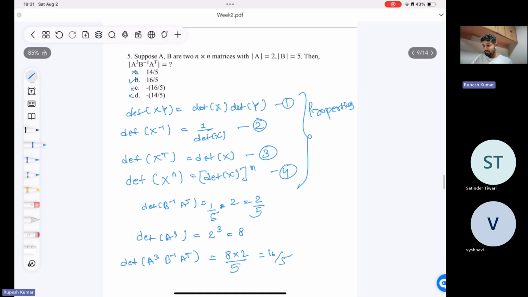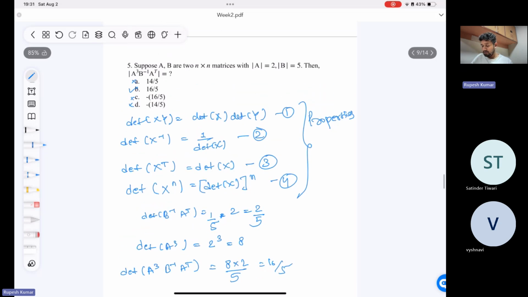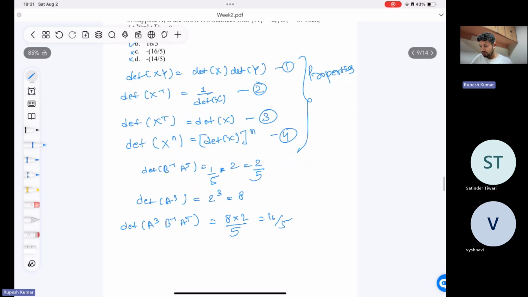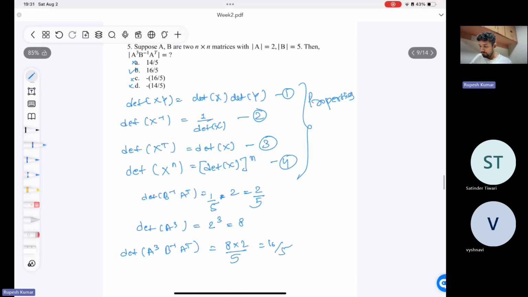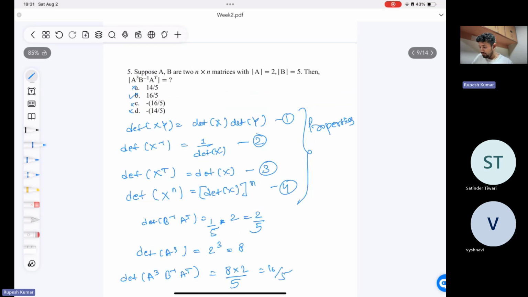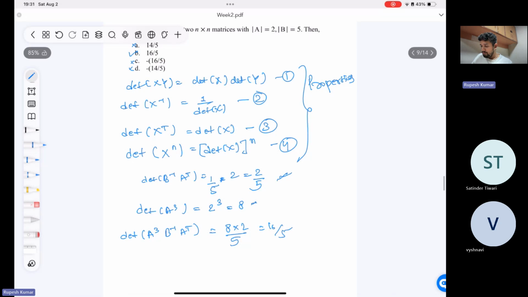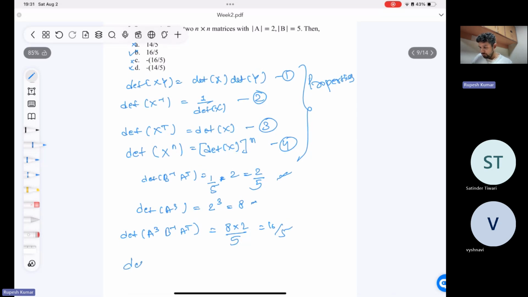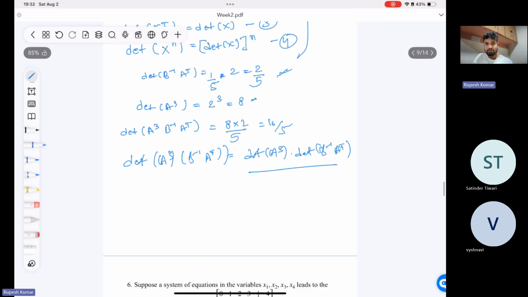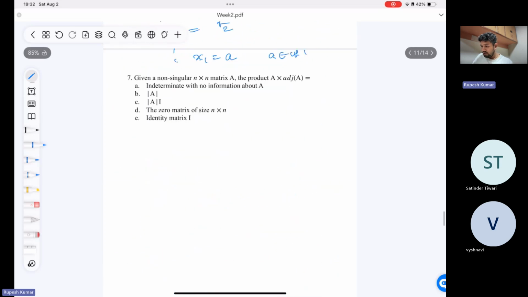You can use these four matrix determinant properties and just break this determinant problem into a set of smaller problems. First you solve for the determinant of B inverse A transpose, then you solve for the determinant of A cube. Then, using the first property, the determinant of A cube, which is a matrix, multiplied by the matrix B inverse A transpose, can be written as the determinant of A cube multiplied by the determinant of B inverse A transpose. Now put in the values. This is a simple problem, right, Vaishnavi? I hope you get the solution. Try to go back to the lecture and see the solutions.